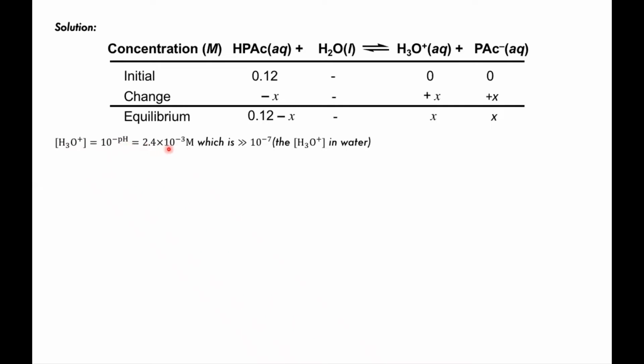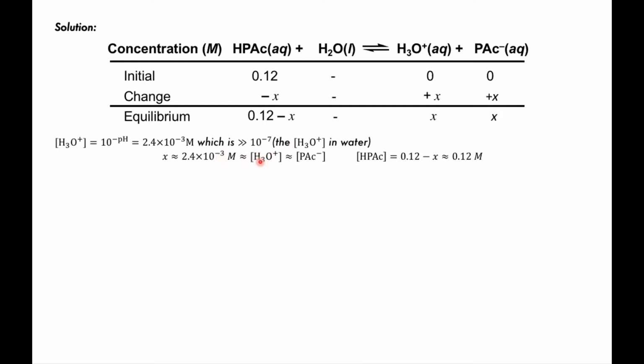So that's going to give us 2.4 times 10 to the minus 3 molar. And since that is much greater than 10 to the minus 7, which is the hydronium ion concentration from water, that's why we can assume that the effect of hydronium ions produced by the auto dissociation of water is going to be pretty irrelevant in this calculation. So that means that X is approximately equal to 2.4 times 10 to the minus 3 molar.